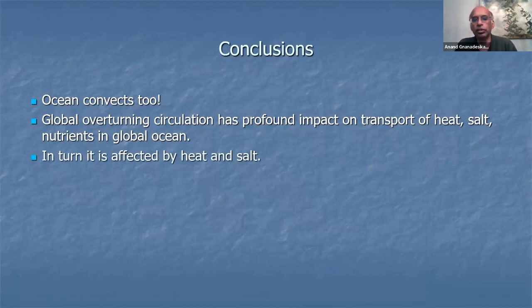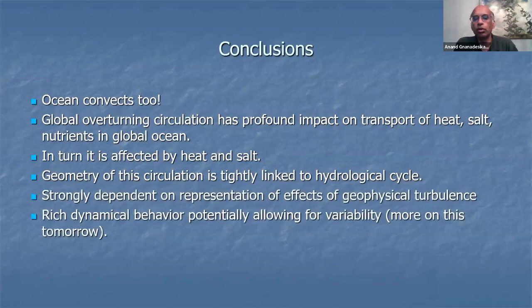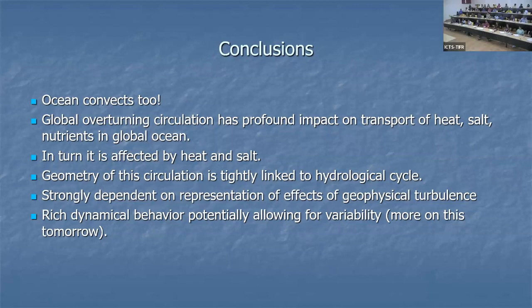But this overturning in turn is affected by heat and salt and therefore is tightly linked to the hydrological cycle, but also to the distribution of winds. And it's strongly dependent on the representation of the effects of geophysical turbulence. The rich dynamical behavior that we can see even in a simple box model potentially allows for variability. And we'll talk more about this variability tomorrow.